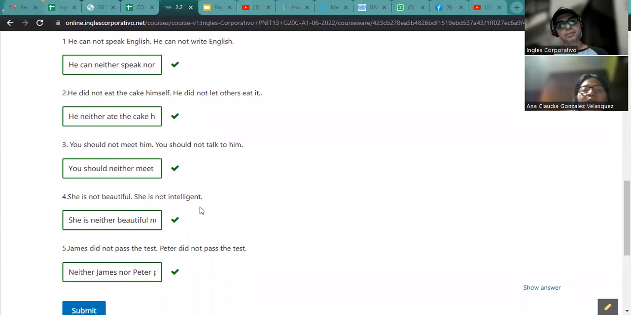Okay, now the ones for nor. Let me show you. In the second part, he can neither speak. I got he neither can. Okay, so it's he can. And I have a doubt here with the verb because I know that should be in third person, right? No, but we are using can. So he can neither speak nor write English. And period. I was also trying with uppercase and lower, let me try. My God, okay, it's good.